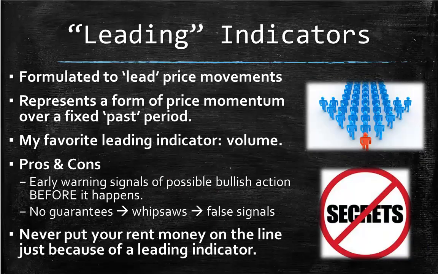There are two core types of indicators. One is leading, the other is lagging. So let's talk about leading indicators. I'm not going to not tell you about it, but so many times people hear leading indicators and they think, oh, good, now I can tell the future. It doesn't work like that. If it was that easy, every single person would use them, and then they just wouldn't work anymore. But leading indicators are formulated to lead price movements. They represent a form of price momentum over a fixed past period. So keep that in mind, past period.